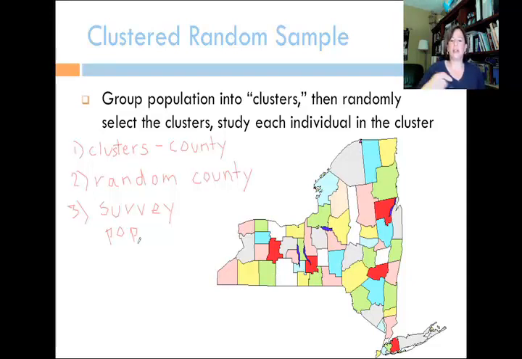So in this study, in the state of New York, if you wanted to cluster random sample people from New York, they were divided into clusters by county. Then you could randomly select a county. So in this case, 1, 2, 3, 4, 5. Let's say I've randomly selected the 5 counties that are shaded in red. 5 counties. And then I have all of those individuals from each of those 5 counties as a part of the study. That's clustered random sampling at the basic level.